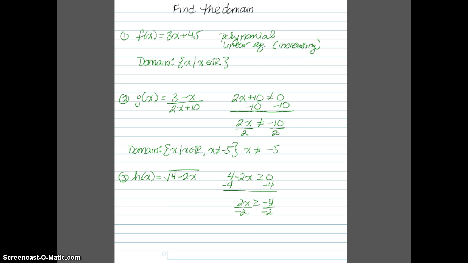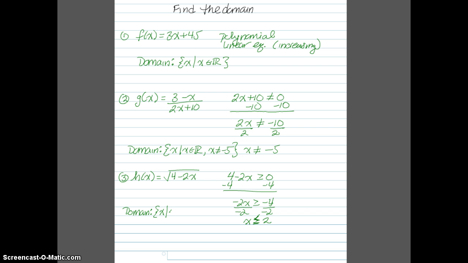Remember here that when you're dividing by a negative in an inequality, and of course I miswrote it as I'm saying it, you should change the direction of the inequality symbol. So here x is less than or equal to positive 2. That's our restriction on the domain. All the x values that we plug in have to be less than or equal to positive 2.